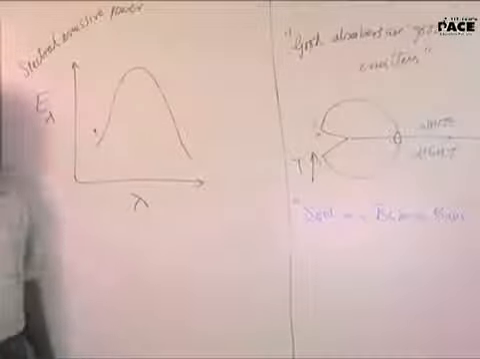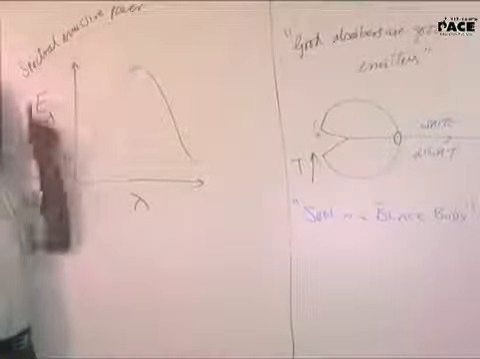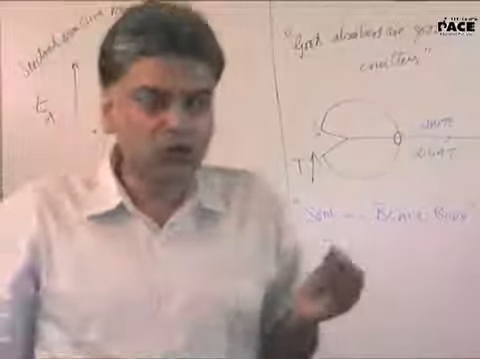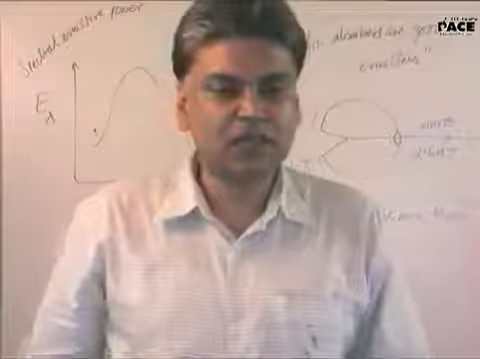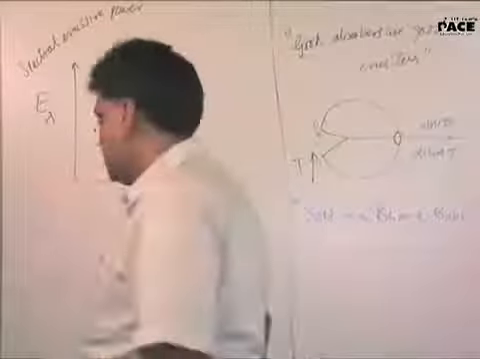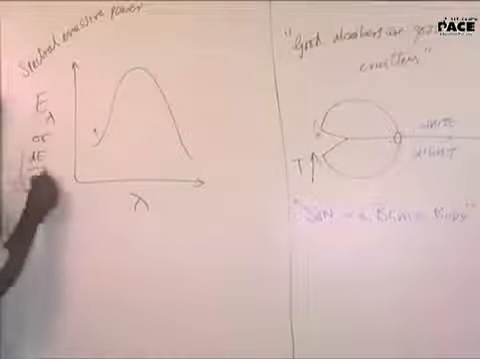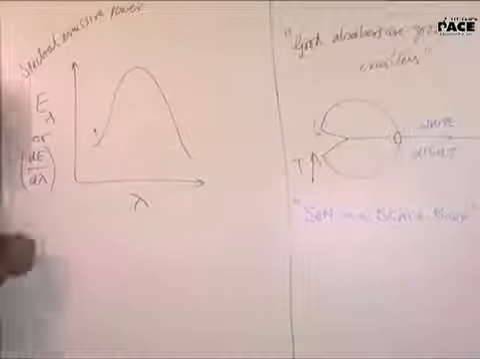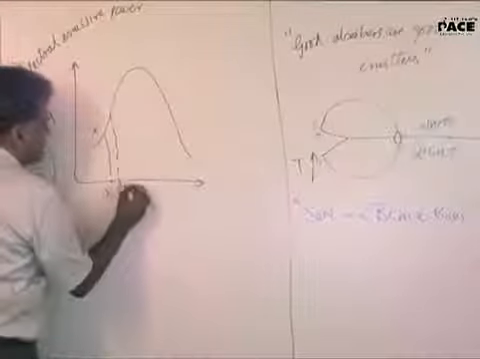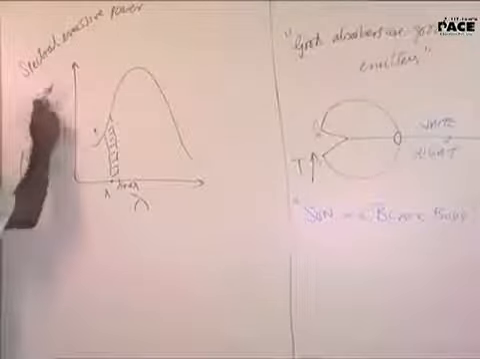So will you please repeat the definition of spectral emissive power? Spectral emissive power is emissive power for a given wavelength. What is emissive power? Electromagnetic energy emitted per unit time is emissive power. And spectral emissive power means for a given wavelength. We write it as dE by d lambda. Suppose you have a lambda here and a little away you have a lambda plus d lambda. This area represents dE by d lambda, or the E lambda.